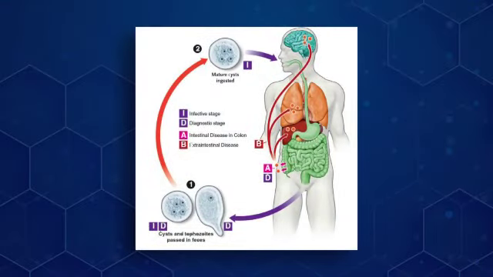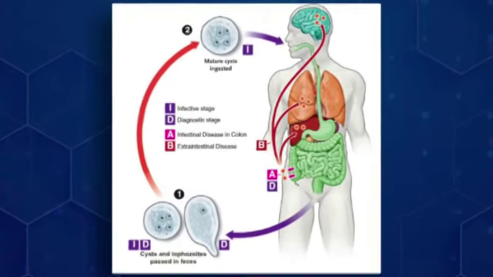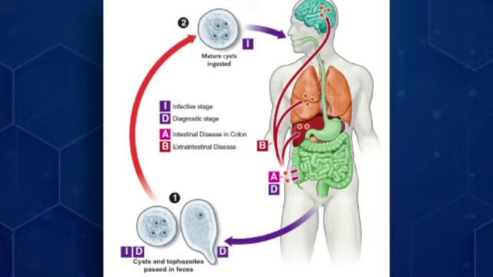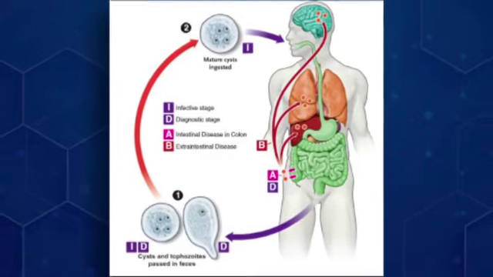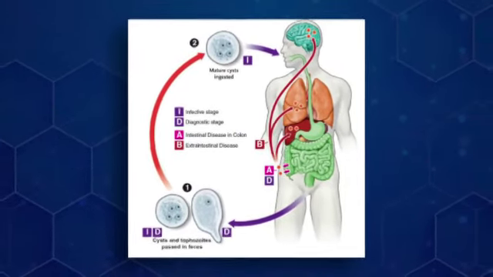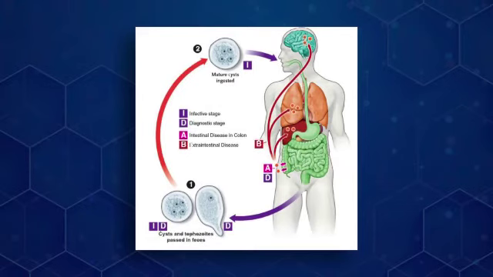They are cysts and trophozoites present in feces, and these are the reasons for the spreading. Then mature cysts are ingested into our body through contaminated water, and they infect our lungs. There is intestinal disease in the colon, and there is extra-intestinal disease in our lungs or the pancreas.